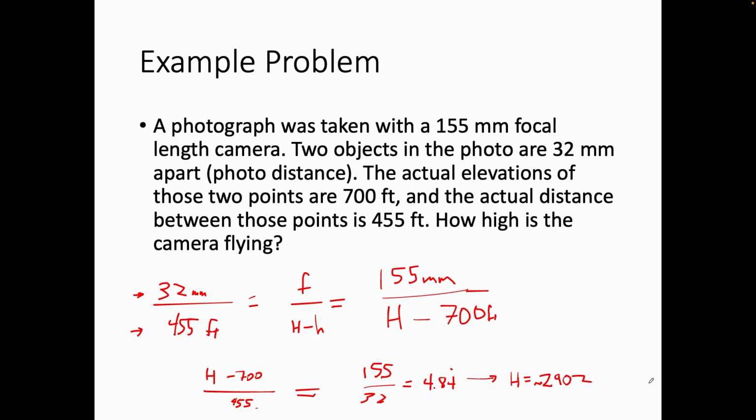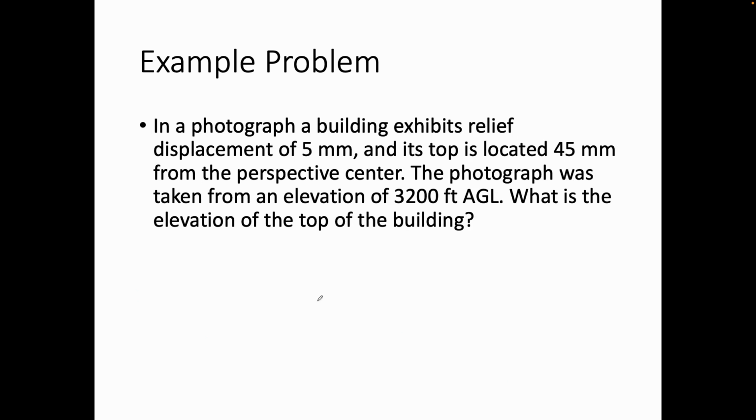So there we were able to work out our camera height just by knowing information about the image, 32 millimeters apart in the image. We know the actual elevations of those points, so these would be like our ground control points, and we know our camera focal length. All right, let's do one more example.